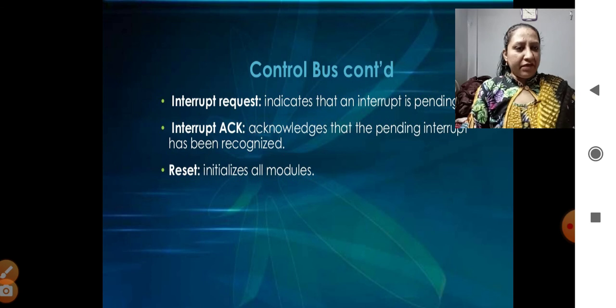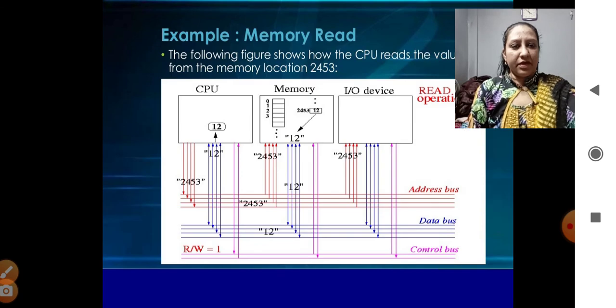And when everything is over, whatever task was performed, when you close the file, the computer will ensure to reset everything to zeros. That is the last part of the control bus, to reset all the modules so that next time you get a fresh start. Just to make the concept clear, there is one example given.